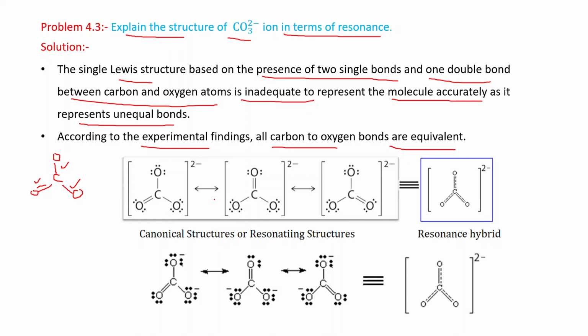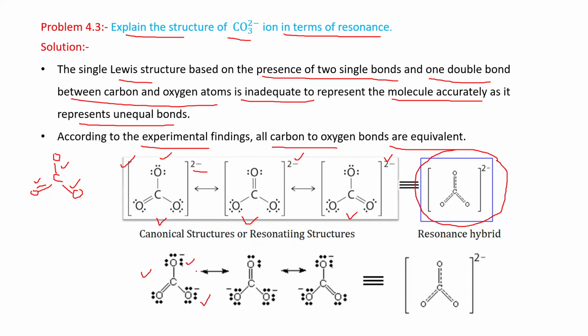That's why for carbonate ion, we can write these three canonical or resonating structures. And this is the resonance hybrid of carbonate ion, which actually exists. You can also write these resonating structures. In these structures, two negative charges are present on the whole molecule. You can also write these resonating structures like this, where negative charge is on two individual oxygen atoms.